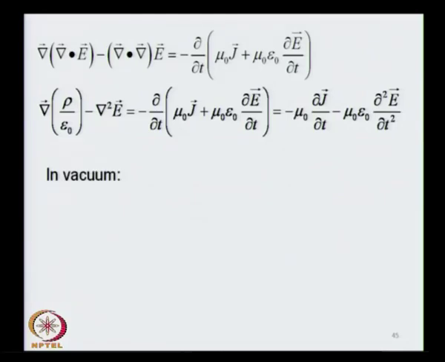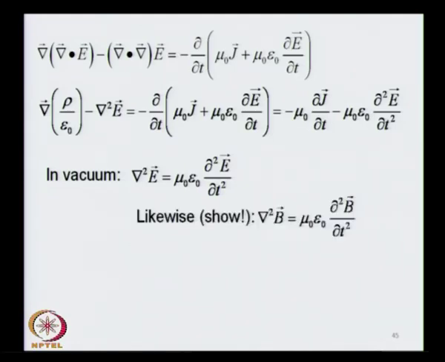So, what do you have? If you specialize this equation to vacuum, in which there is no charge density and no current, so these two terms drop out, you get del square E equal to mu 0 epsilon 0 del 2 E by del t 2, because this minus sign cancels this minus sign and rho and J are both 0. So, essentially what you have is the wave equation.